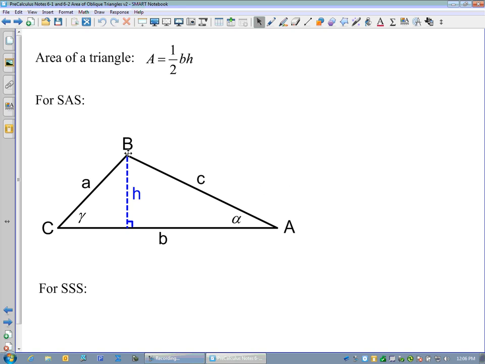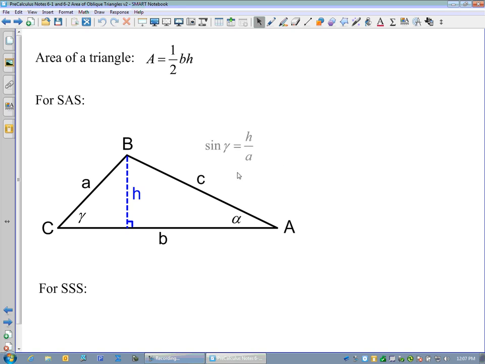So look, we're going to consider this right triangle. Once we drop this perpendicular, we create a little right triangle here. And with respect to gamma, h would be the opposite side, and a would be the hypotenuse. So opposite and hypotenuse, that means I can use sine to write an equation. So I can say the sine of gamma would be opposite, which is h, over hypotenuse, which is a. So sine gamma is h over a.